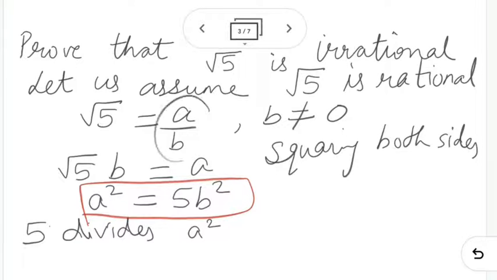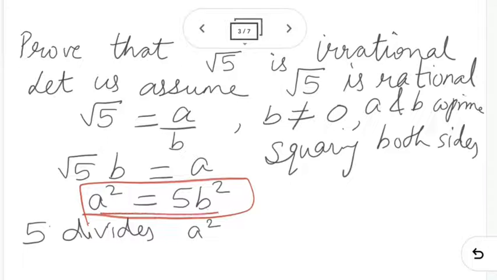Here we have taken root 5 as A upon B, and A and B we have to take as co-prime. Co-prime means they don't have any common factor; their HCF is 1. Now this equation shows that 5 divides A square. We know there is a property that if any prime number divides the square of any number, then it will also divide that number. So 5 divides A.